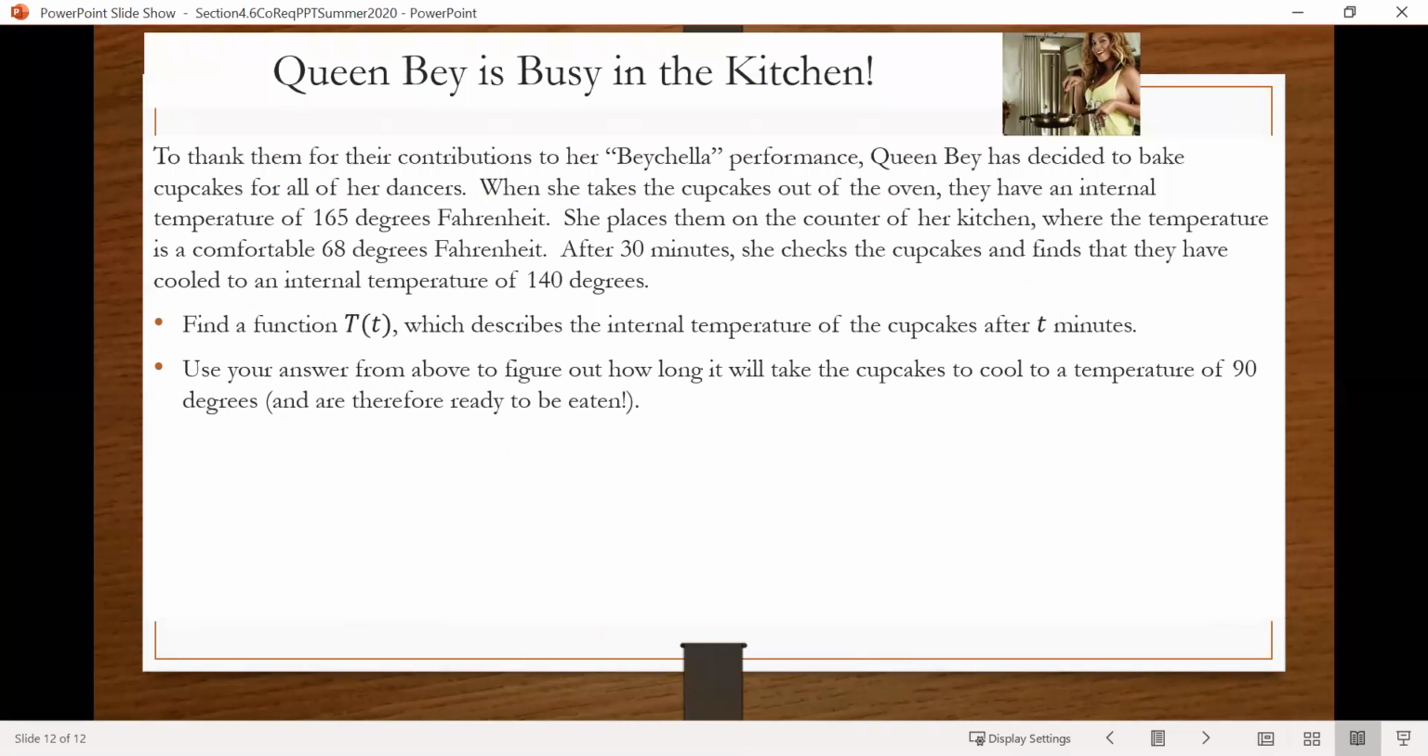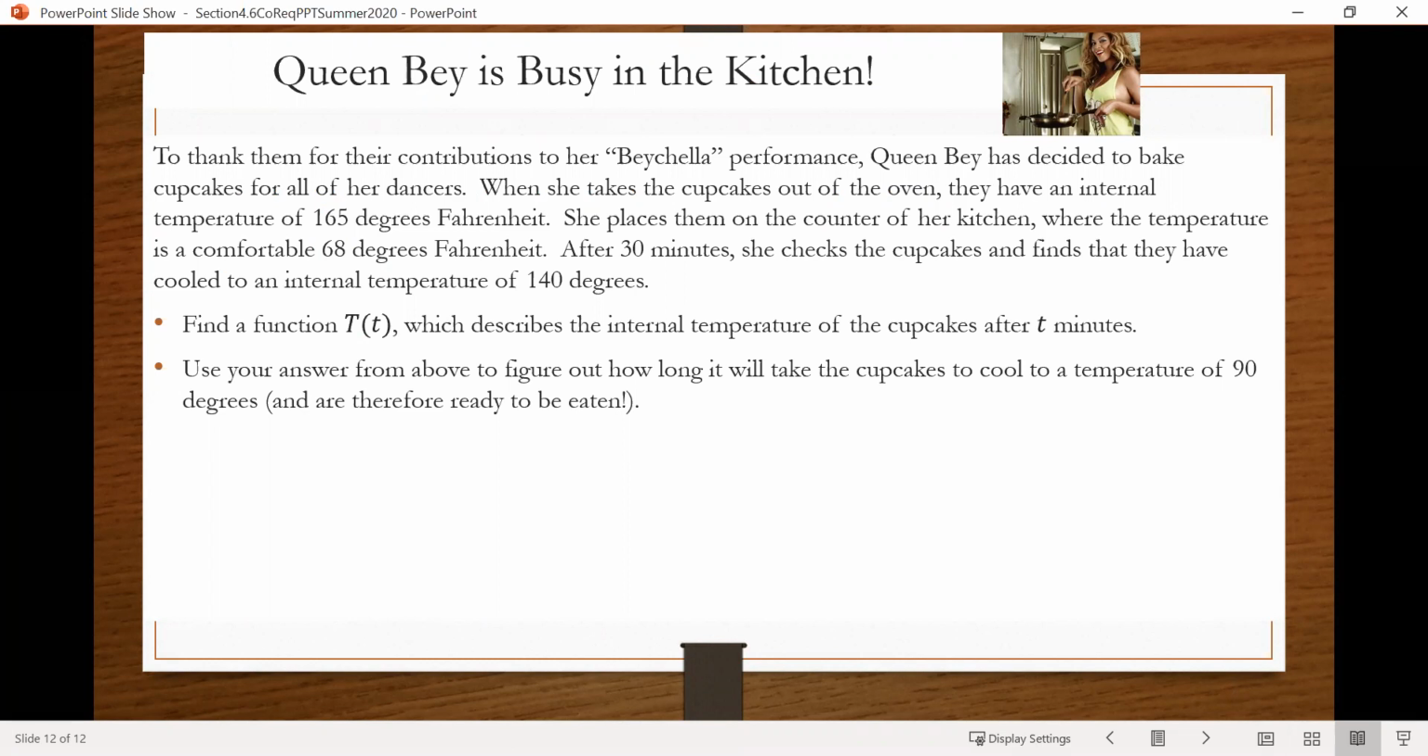So our really good friend, Beyonce, she really likes to work in the kitchen. You can see from the picture up there how happy it makes her. So to thank them for her contributions to her Beychella performance, which is the one on Homecoming, which if you haven't seen that, well, I don't know what you've been doing with your time. Queen Bey has decided to bake cupcakes for all of her dancers.